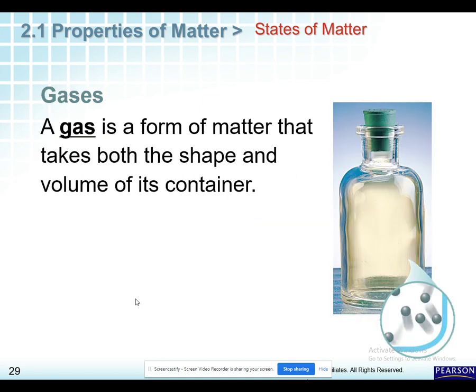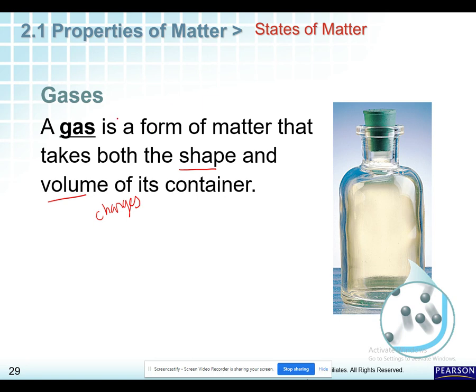Next, you have gas. Gas is something that takes both the shape of its container and the volume. So both shape and volume change. Now, the reason is because you have little atoms, and look how much space is all around them. So these things can move around wherever they want. They're like, oh, I'm going to go over here. I'm going to go over here. And so they can change their shape.